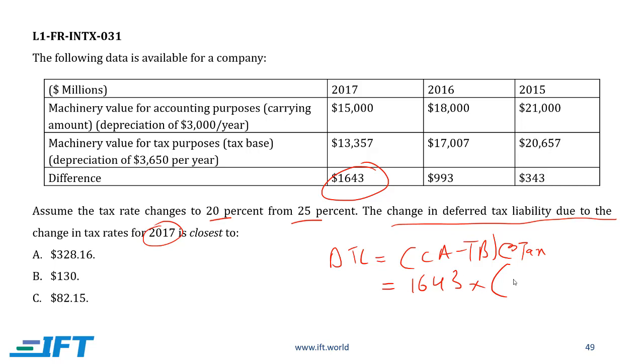So if we want to find out the change, we just multiply this by how much? 0.05, the change. Or we calculate this for 25%, then again calculate for 20%, and then subtract. So we just multiply it by 5%. So what is the answer we are getting? 31 is C. 82.14.